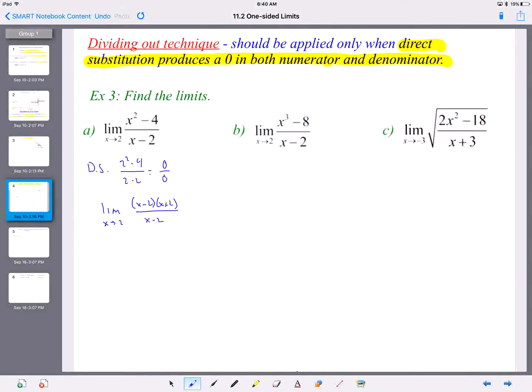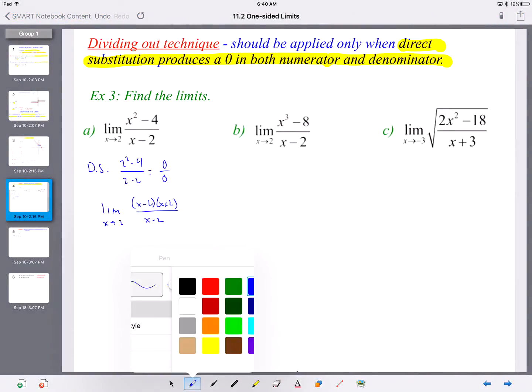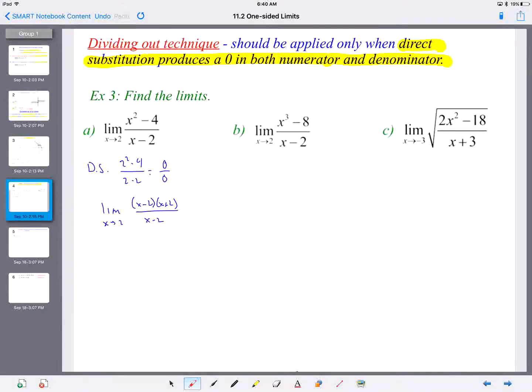And what you find out is we have a common factor. And that's why you were getting that 0 over 0. And so we cancel those out. And if you think back to rational functions, what is happening at that value of 2?